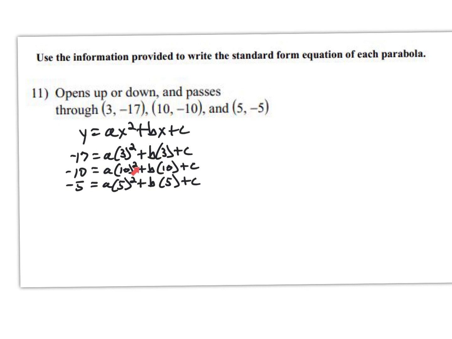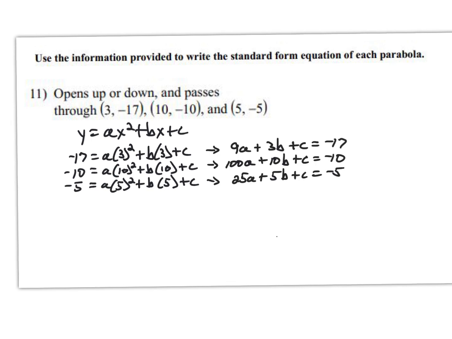Now I'm going to go ahead and write these equations as a system of equations that I can solve. So here's my system of equations. 9a plus 3b plus c equals -17, which I got from here. 100a plus 10b plus c equals -10, and 25a plus 5b plus c equals -5. You notice they all have a 1c, so it'll be real easy to eliminate the c variable so that I can get a system of equations with only 2 variables that I can then manipulate to eliminate a common one of the variables to solve for the other one.